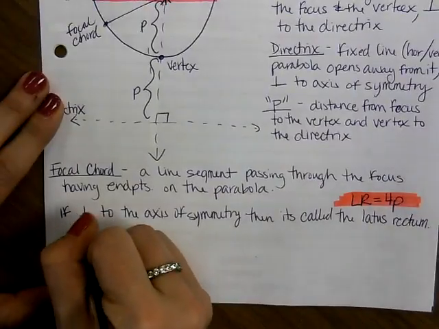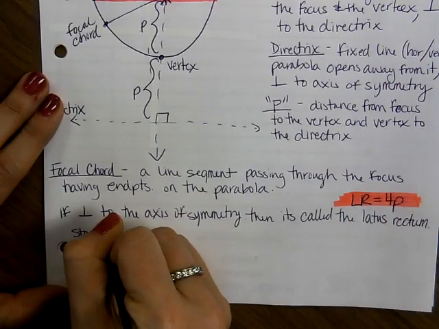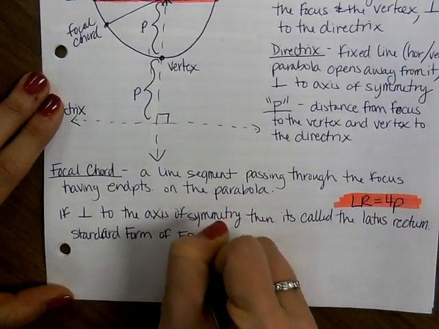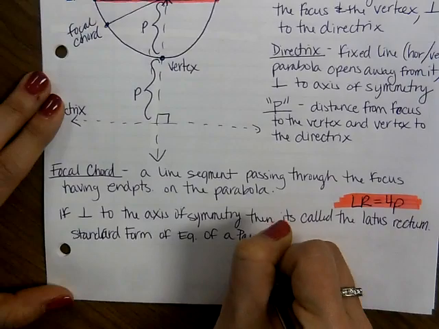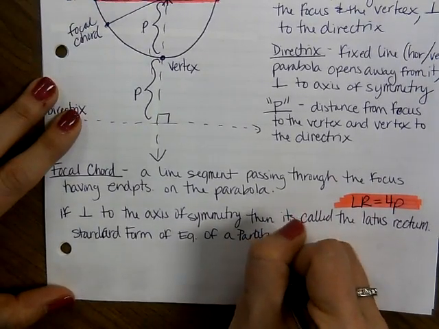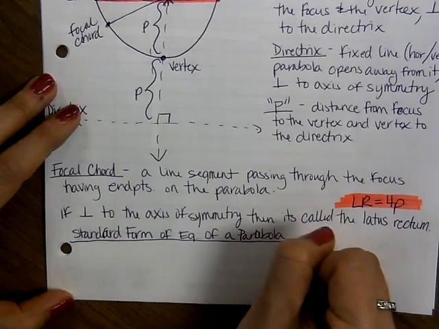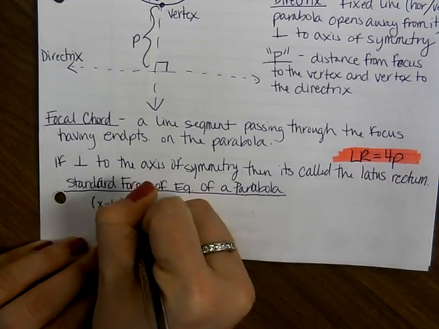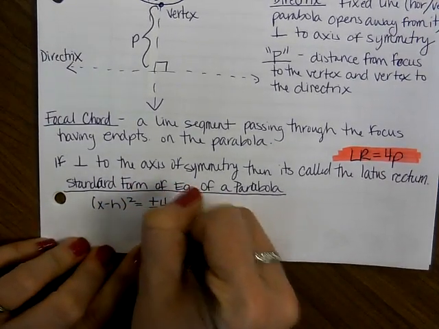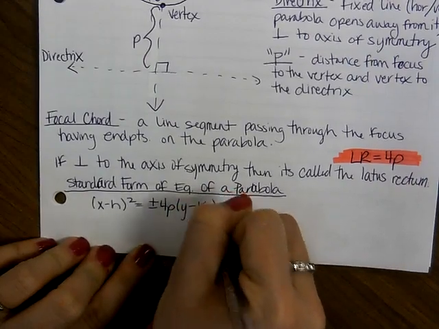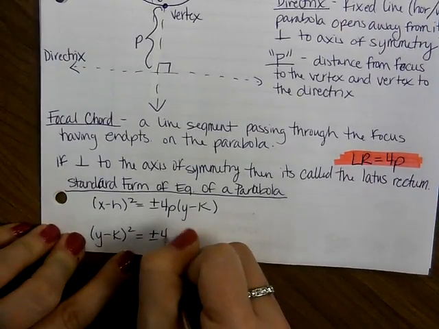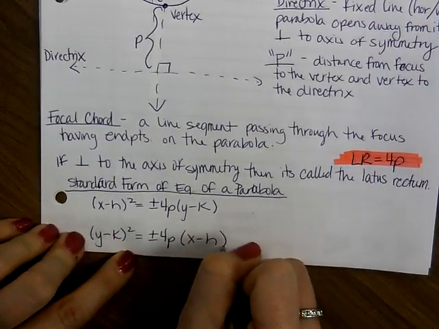Of course you do. Okay, so the standard form of the equation of a parabola. Now there's actually 4 of them. Okay, and you have to memorize these, remember. So (x minus h) squared equals plus or minus 4p times (y minus k). Or (y minus k) squared equals plus or minus 4p times (x minus h).